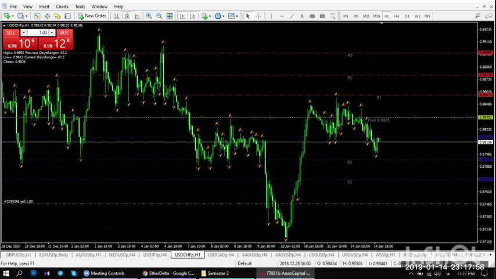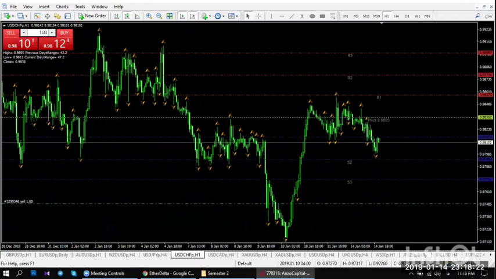If the S2 had been broken as well, it would reach the S3 line, but it hasn't been able to break S2. You see, it hasn't broken the S2 yet. We're waiting for it to be broken. So we're waiting, right?